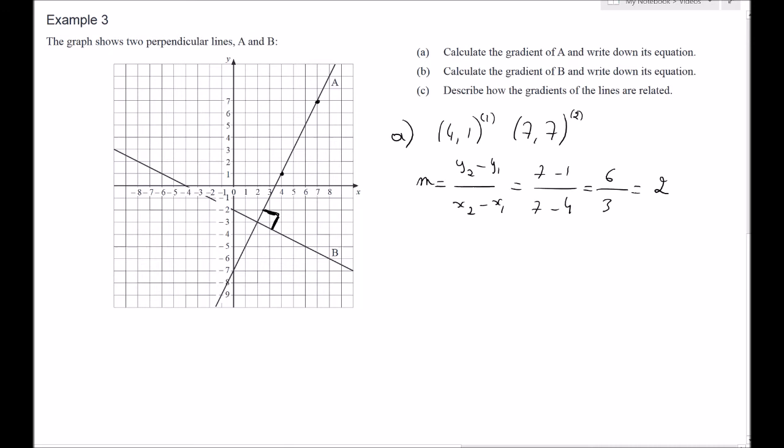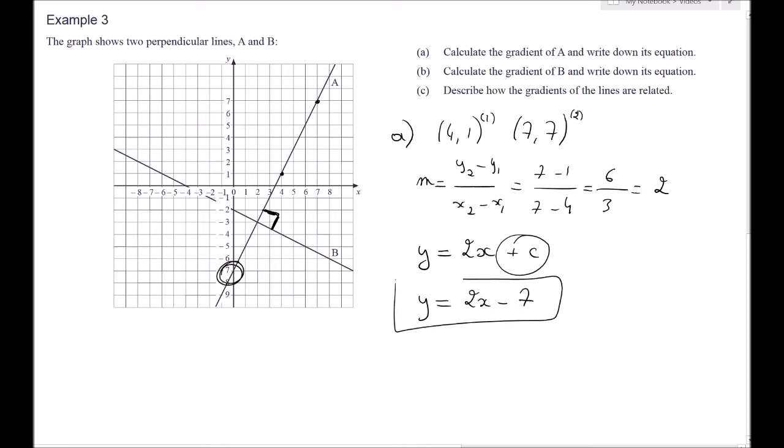Now I have my gradient. They're also asking me to write down the equation. I know it's going to be y is equal to 2x plus c. What is my c? Let's have a look on my graph. My c is obviously 1. Not 1, minus 7. So y is equal to 2x minus 7. That's the equation of the first line.